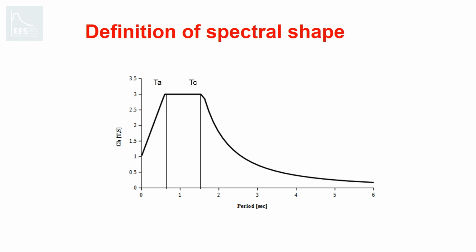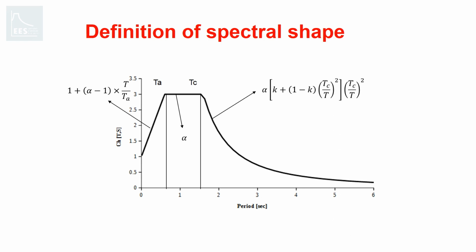For the definition of spectral shape factor, this form was selected. The initial straight line is represented by the equation of a straight line followed by alpha, which is the plateau part between TA and corner period TC. Descending curve is represented by this equation. The displacement sensitive region is proportional to square of the time period, so this form was chosen.